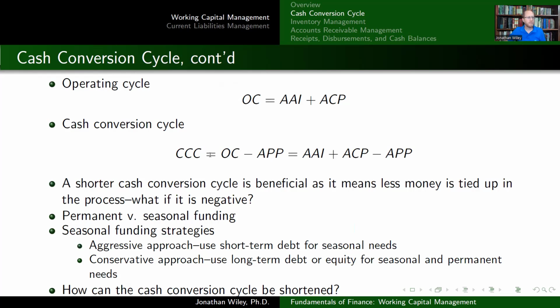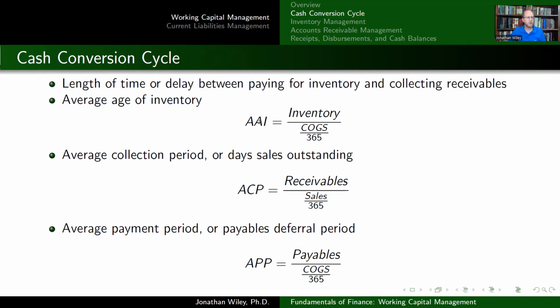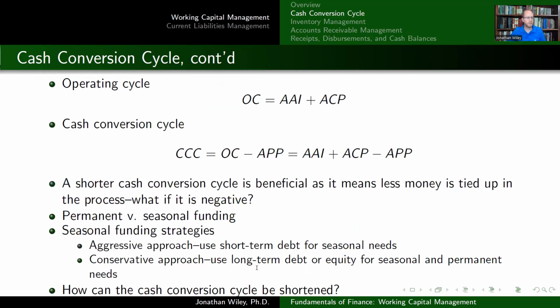Okay. Now, basically that's a function of the average age of inventory and the average collection period. So average age of inventory is how long that inventory is living in my business before I sell it, average collection period is from when I sold it to when I get paid. And then the payables deferral period is from when I bought it to when I actually disperse the funds to pay for it. Okay. So what does all of this mean?